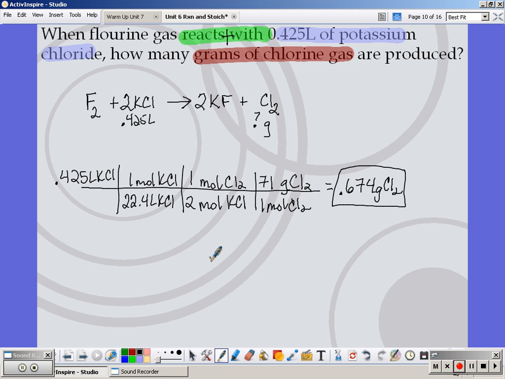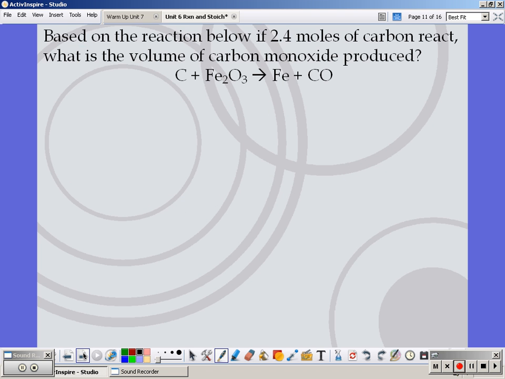Here they gave me the reaction, but I would need to balance it. 2 irons, 1 iron, so I multiply by 2. 3 oxygens, 1 oxygen, I'd put a 3 there. That gives me 3 carbons, so I need to go back and put a 3 there.